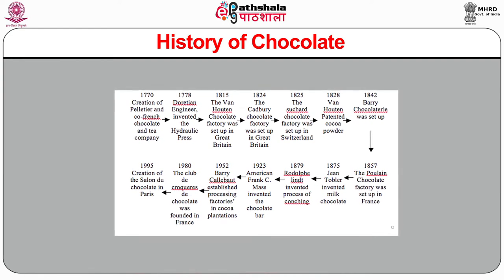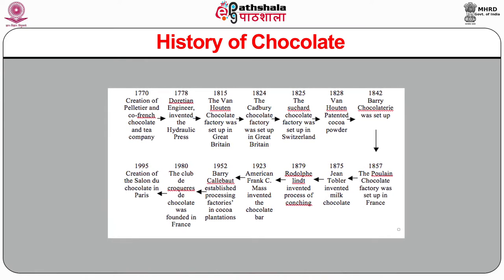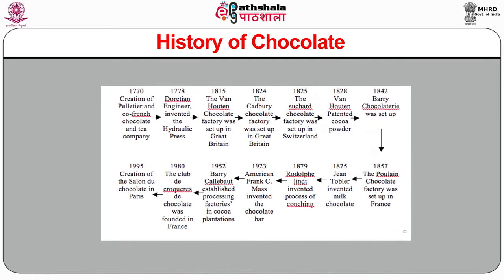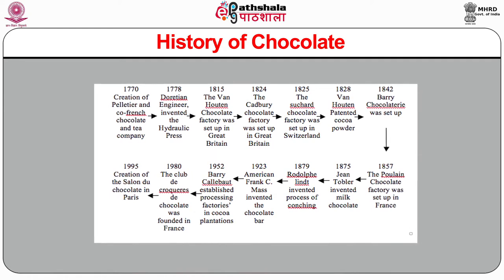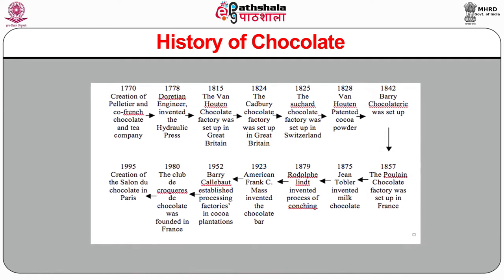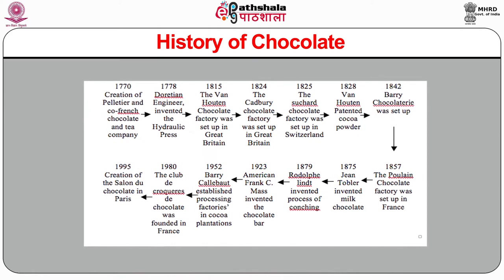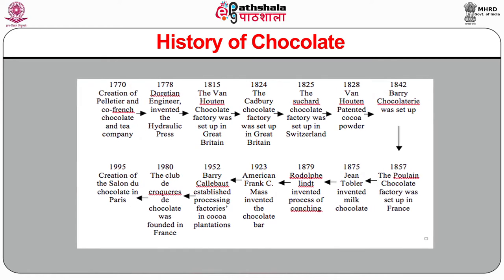1824, the Cadbury chocolate factory was set up in Great Britain. 1825, the Suchard chocolate factory was set up in Switzerland. 1828, Van Houten patented cocoa powder. 1842, Berry Chocolatier was set up. 1857, the Poulain chocolate factory was set up in France.